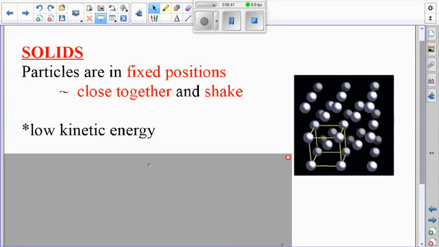Generally speaking, solids have pretty low kinetic energy. Let's see what the temperature is now. Oh, still 100. Great. It's not going to change.